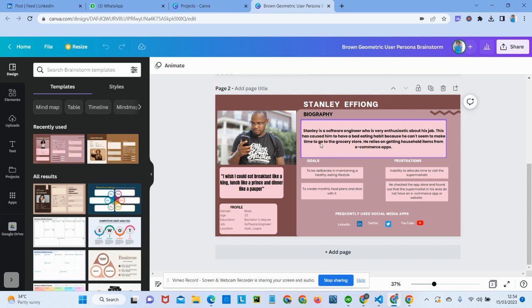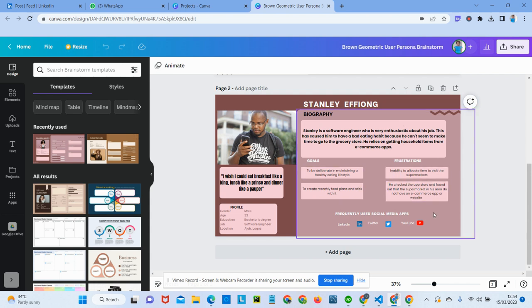And so you can see here the goals: to be deliberate in maintaining a healthy eating lifestyle. Frustrations: inability to allocate time to visit the supermarket, and he has checked on the app store but is unable to find a supermarket in his area that has an app or website. And one thing he wants to do, because he wants to maintain a healthy eating habit, is to be able to create food plans and stick with them.